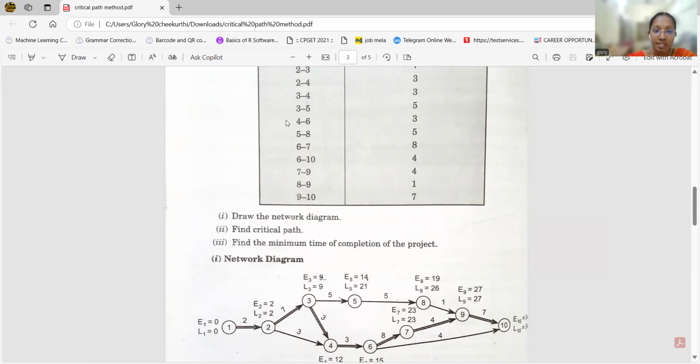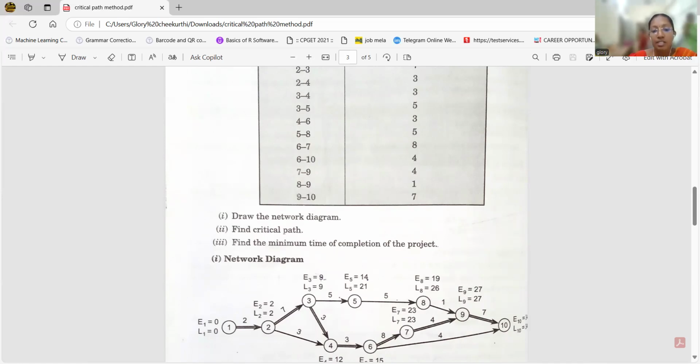Next, 3 to 4. Activity 3 has to produce 2 activities, 4 and 5. Next, the fourth activity has to be taken from 6. The sixth activity is coming from 4, after the fourth activity. Then 5 to 8, the 8th activity; 6 to 7, the 7th activity; 6 to 10, the 10th activity.